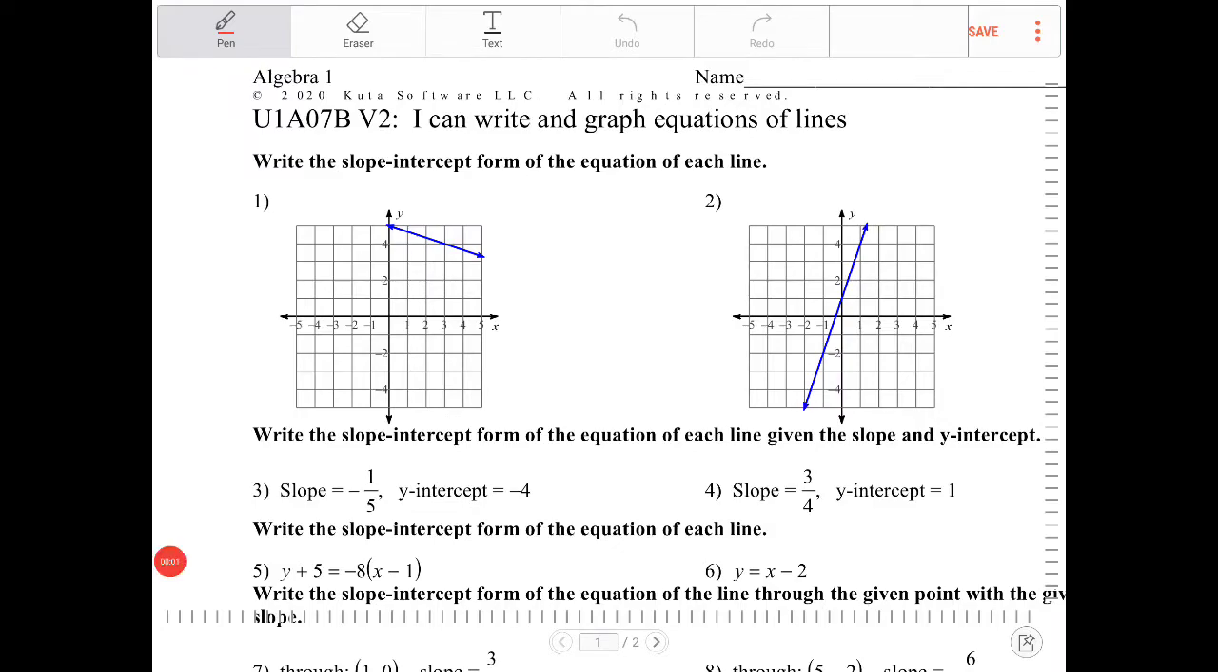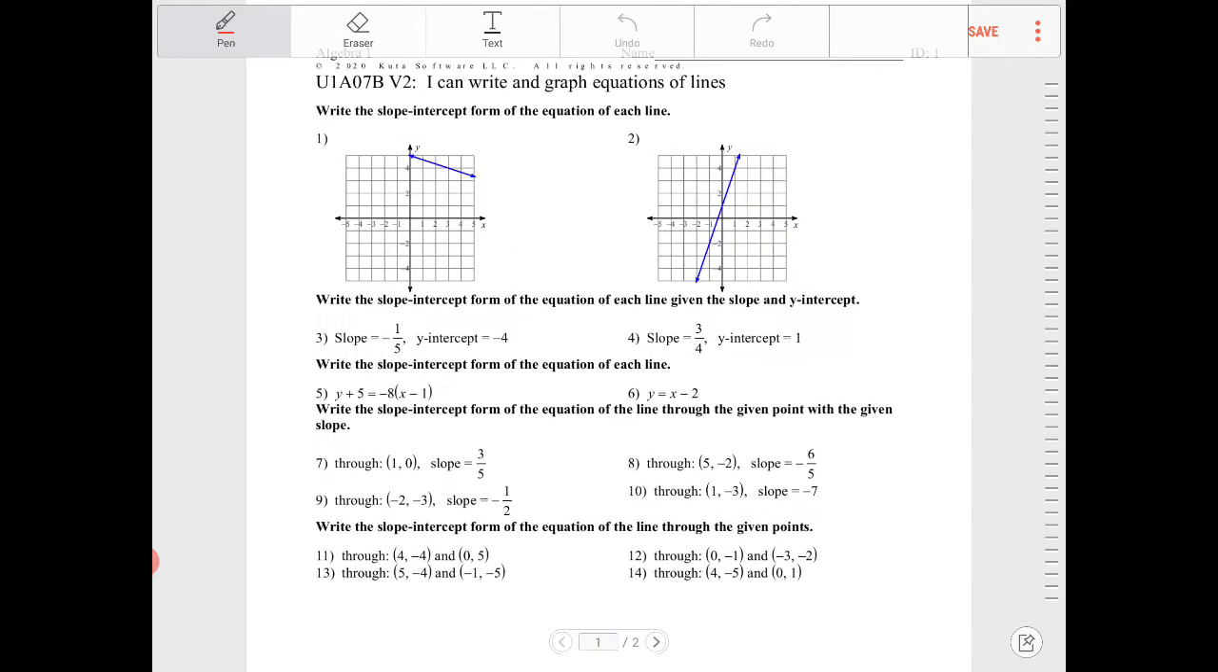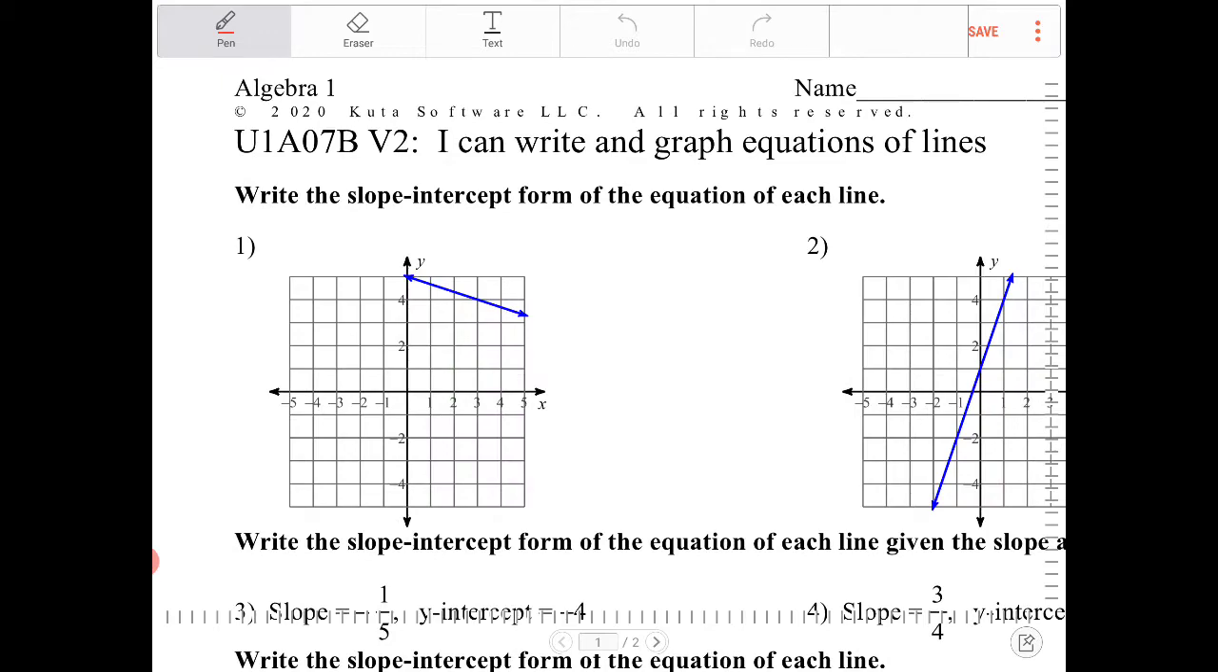Hello students, in this video I will go through some examples with you where I will be writing the equation of a line if given a graph, or if given some pieces of information related to the line. Let's take a look. Alright, so the instructions here say to write the slope-intercept form of the equation of each line shown.